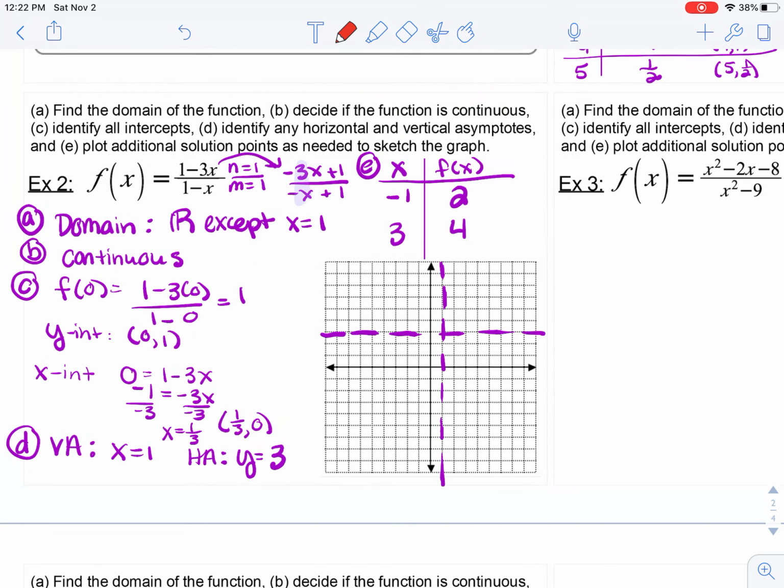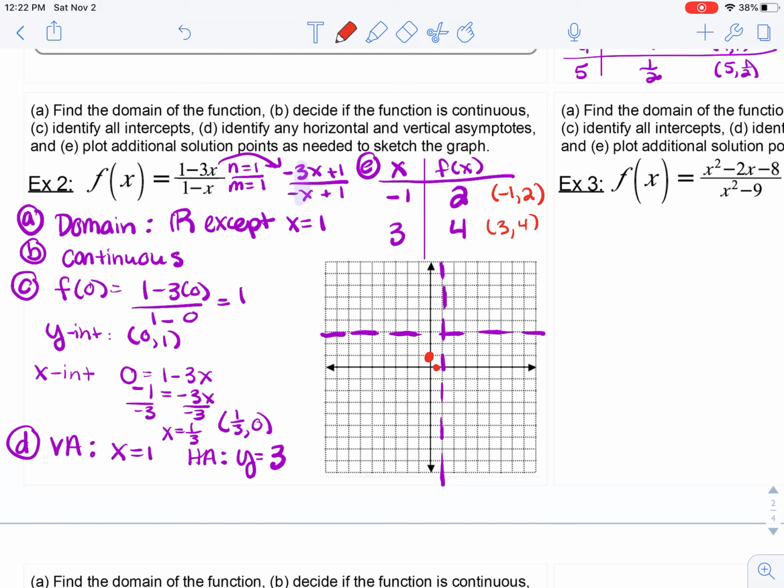So if I am graphing, we are going to not only use these points, but our intercepts to help us graph. So 0 is at 1. The x-intercept was positive 1/3, comma 0. So that would be somewhere within there.